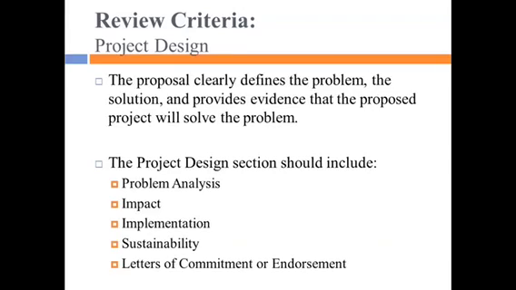The first part of the review criteria that I'm going to talk about is the project design section. This section is the most heavily weighted section of the evaluation criteria. It essentially contains an analysis of the problem and how the project you're proposing will help solve the problem. The proposal should include and clearly describe the problem to be solved, and provide evidence that the proposed approach is well suited to solve the identified issue. The RFA offers specific criteria for the project design section.